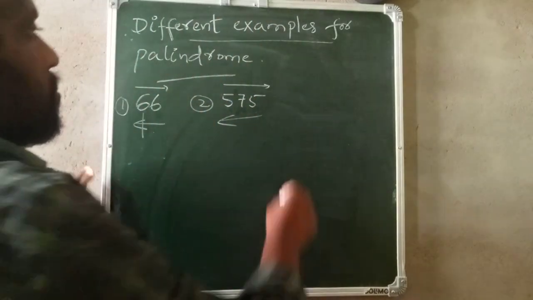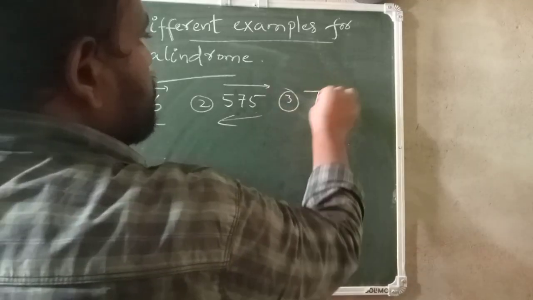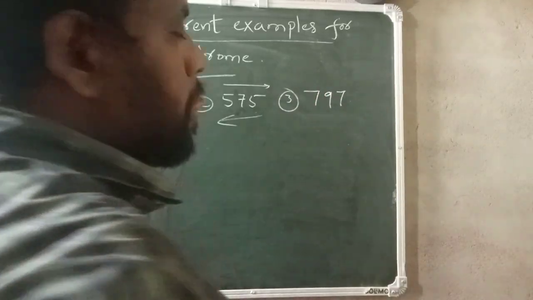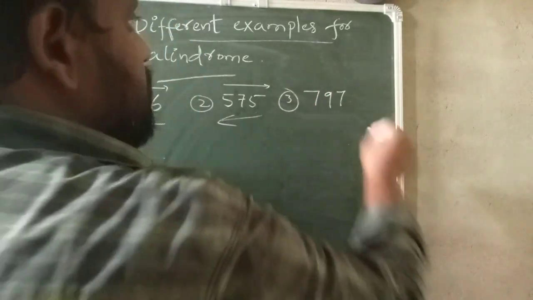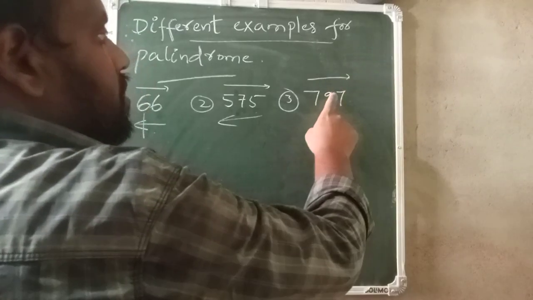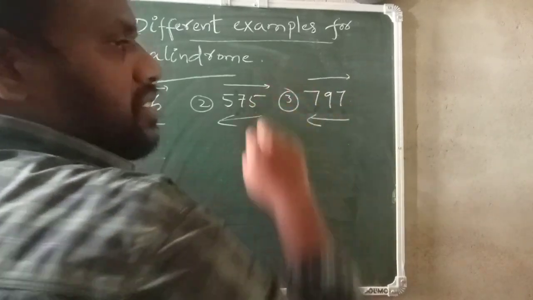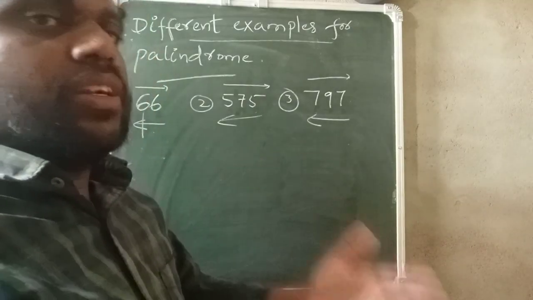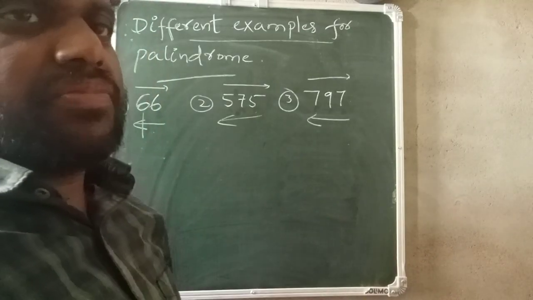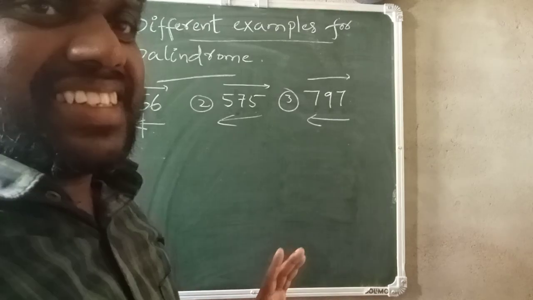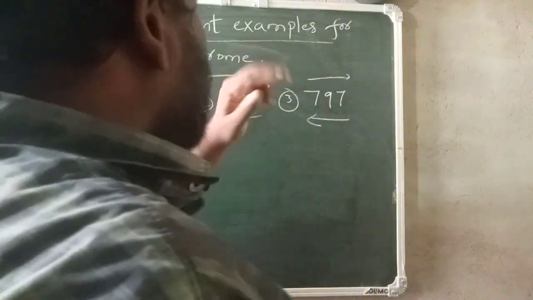Next, one more example, 797. If you read in this direction, 797. If you read in this direction, 797. So in both directions, it reads the same, 797. So that's why it is a palindrome.